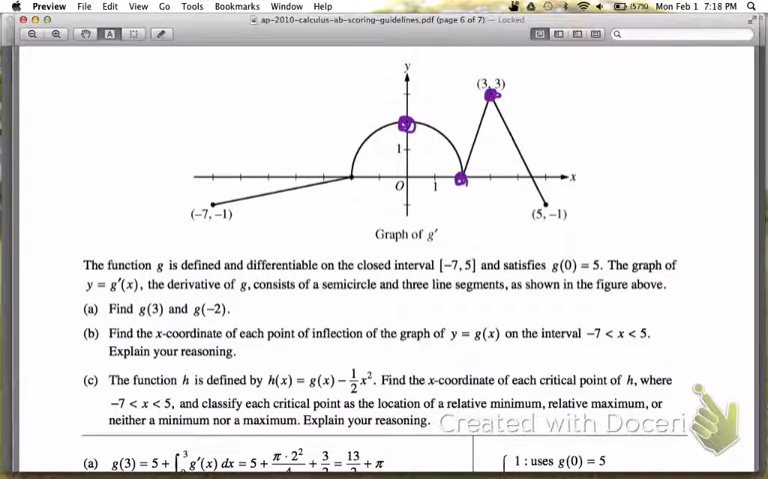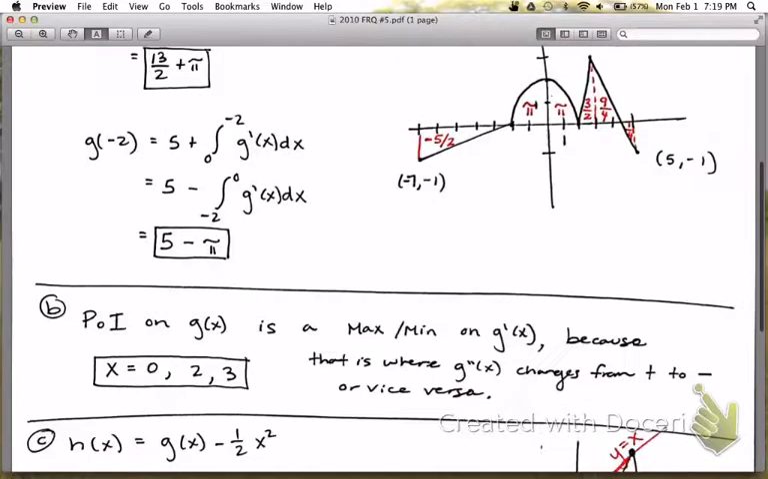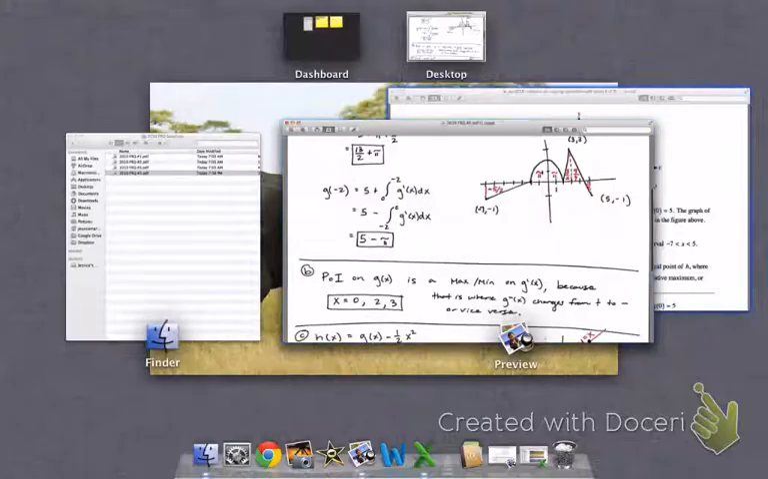To justify that, you would say whatever you need to say in words in order to justify that, but I wrote, if I can look back over here, that a point of inflection on g of x is a maximum or minimum on g prime because this is where g prime changes from positive to negative or vice versa. They were a little bit more specific on theirs.